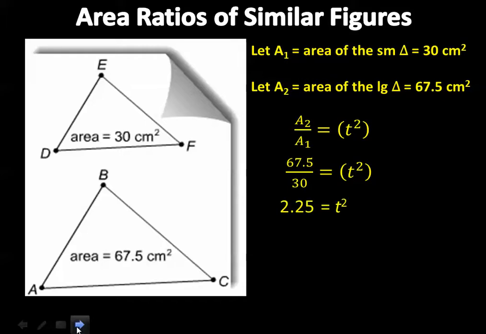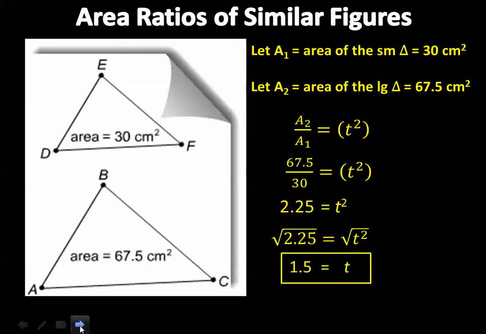So we're going to divide 67.5 by 30 to obtain the result of 2.25, which equals t squared. To simplify our variable t, which represents the scale factor, we must calculate the square root of both sides of the equation. And that's why we put the square root symbol above everything right there. After calculating the square roots, we see that the scale factor t is equal to 1.5. The square root of 2.25 was 1.5, and the square root of t squared was t.